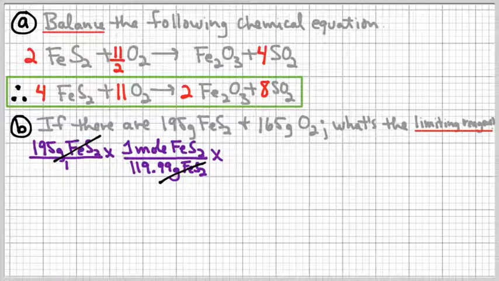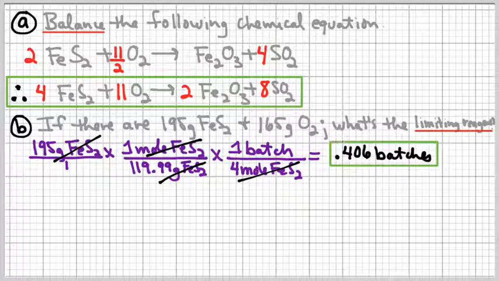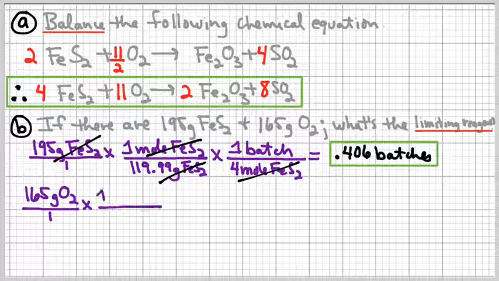And then I look at the entire equation as a batch. And when you look at the entire equation, to produce one whole batch requires 4 FeS2s, 4 moles. And so when I do this calculation, I figure that I'm going to get a little over 0.4 batches. Now I go to my second reactant, the oxygen, following the same idea.